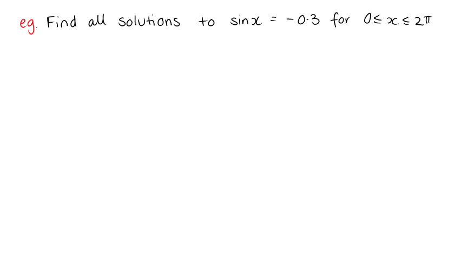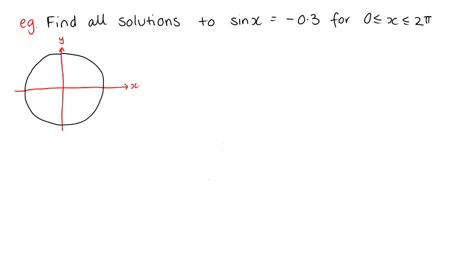Right, so find all solutions to sine x equals negative 0.3 for x between 0 and 2 pi. So it's just one revolution of the circle this time. Okay, let's draw our unit circle because that'll probably make it easier. We're talking about sine, so it's the y value, and we want a y value of negative 0.3. So that would be somewhere down here.